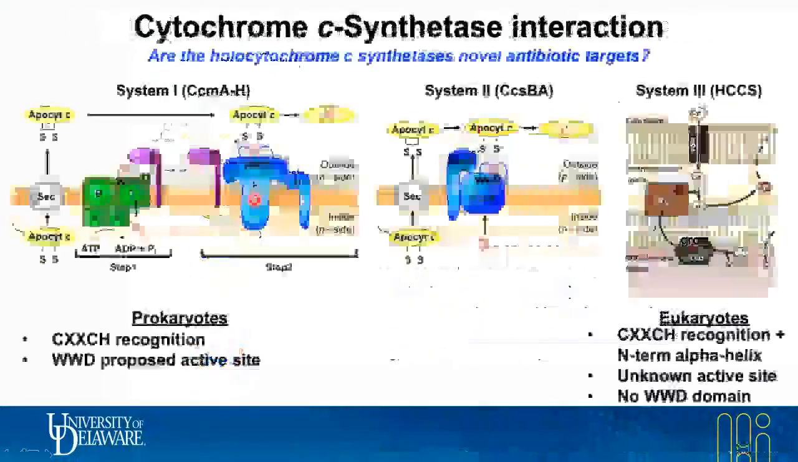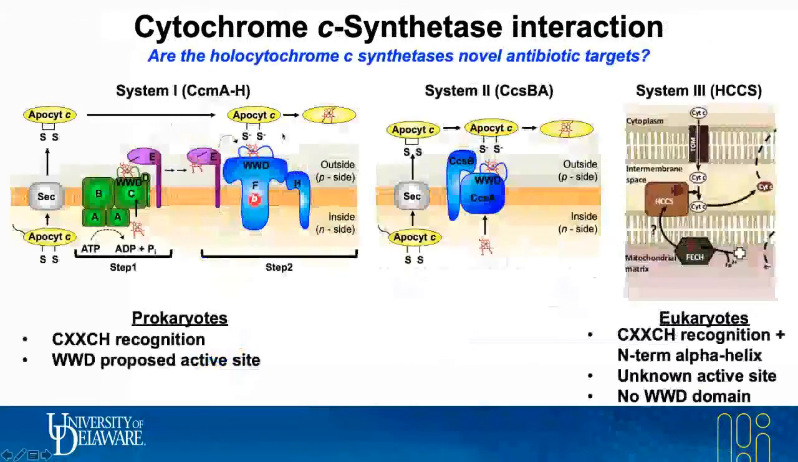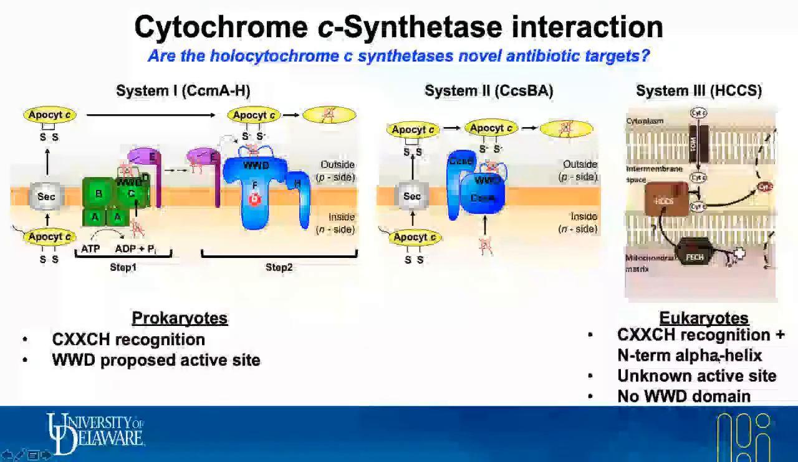So why do we think that these holocytochrome C synthases may be novel antibiotic targets? Well, first, these pathways are essential in many bacteria. The active site is outside of the cytoplasm. We know that in bacteria, the CXXCH recognition site is required for heme attachment, while in the eukaryote, there's a CXXCH required, but also the N-terminal alpha helix of cytochrome C. So that's an additional about 11 amino acids. So there's some sort of different recognition happening.